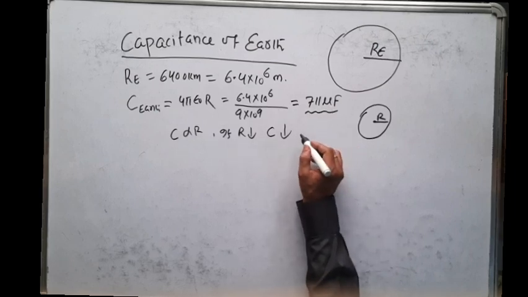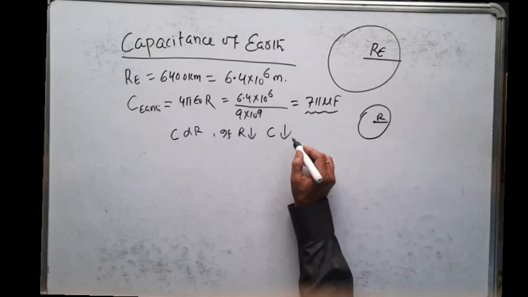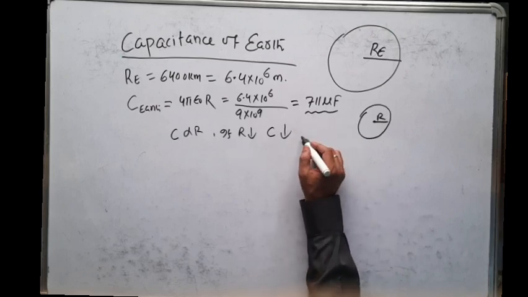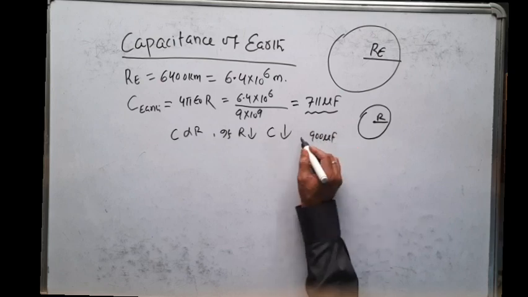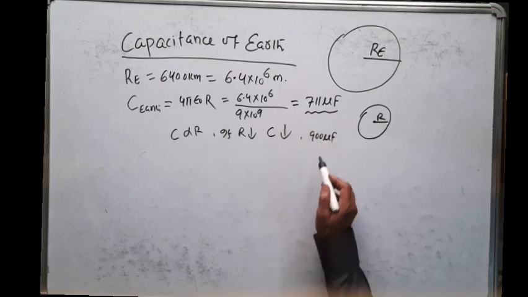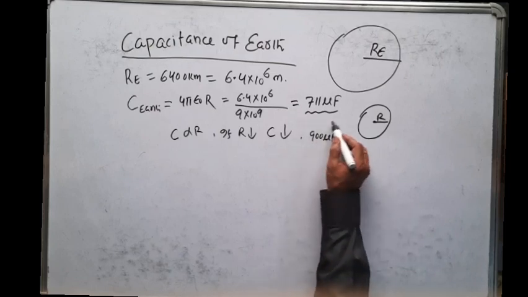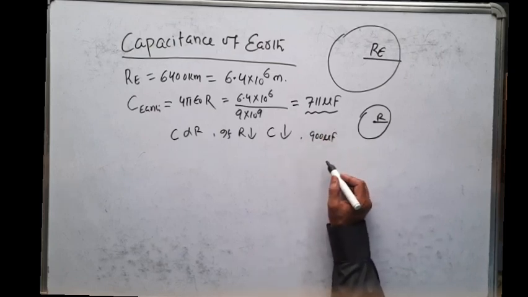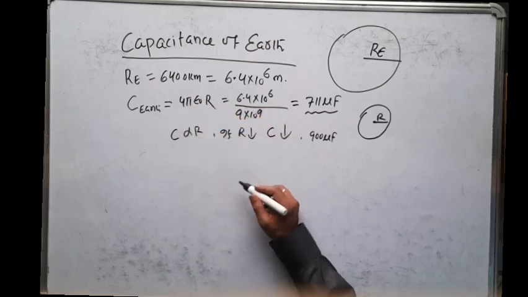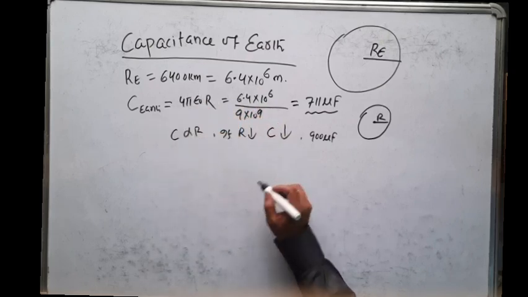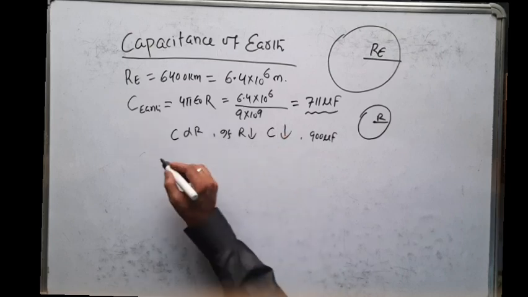Suppose I want to design a capacitor whose value is, let us say, 900 microfarad. In that case, you imagine the radius of the metallic spherical conductor, we have to take more than 6400 kilometer, which is not possible. Let us take an example.